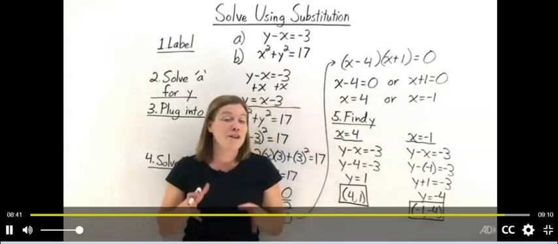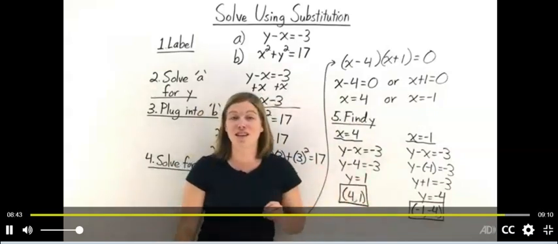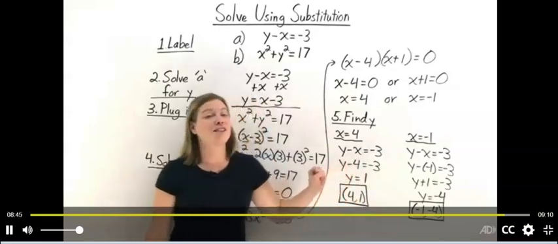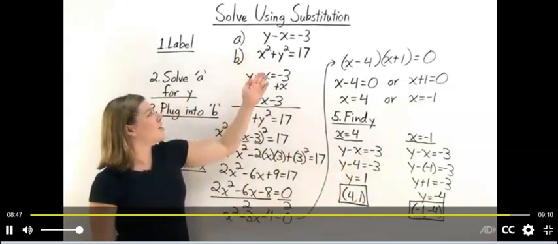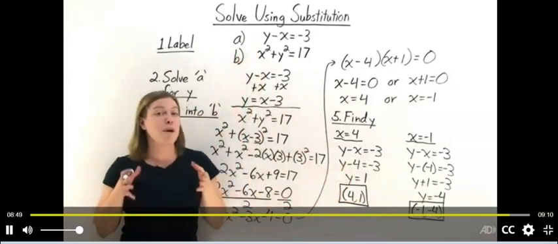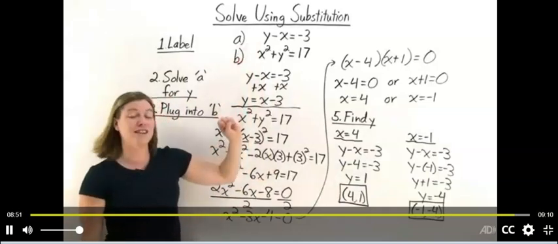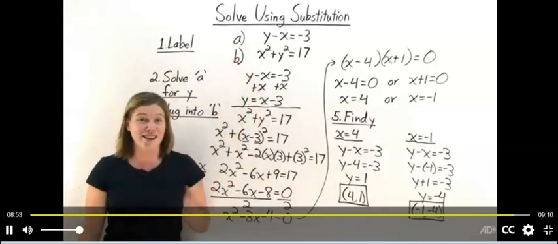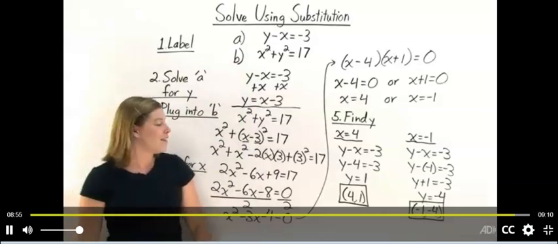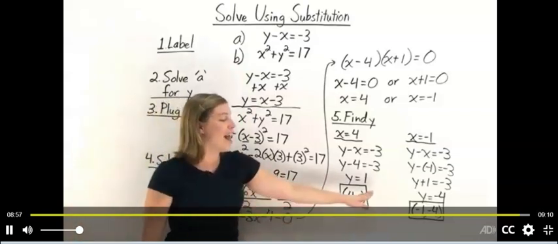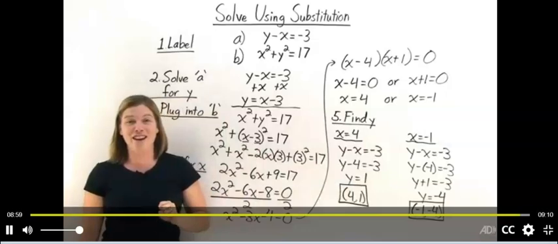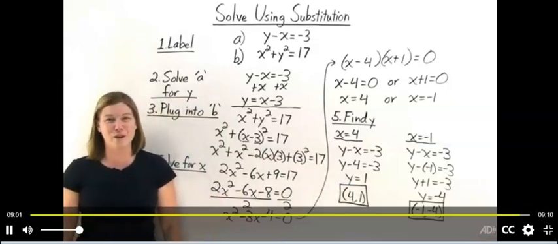So here, we found two solutions to our system. Both of these ordered pairs satisfy these equations. And we could check that by graphing each one of these equations and seeing where they intersect. If we did that, we would find that they intersect at (4, 1) and (negative 1, negative 4), our two solutions to this system of equations.